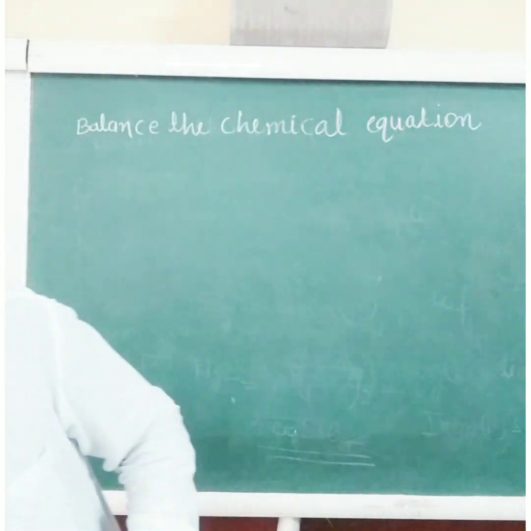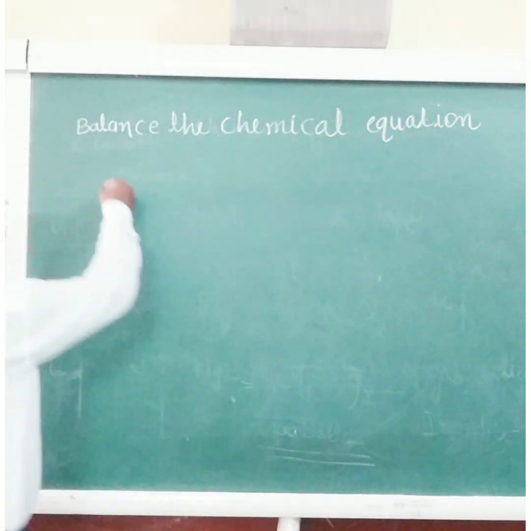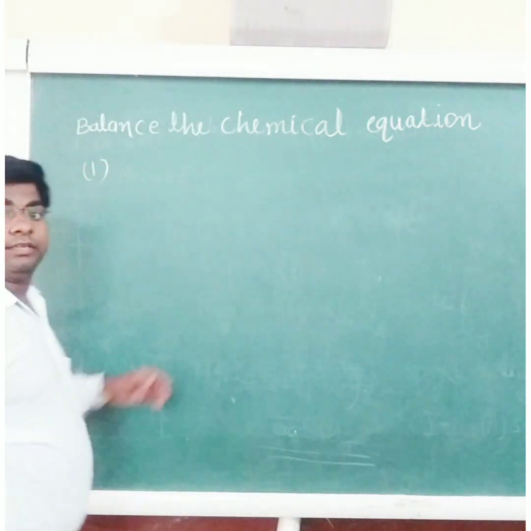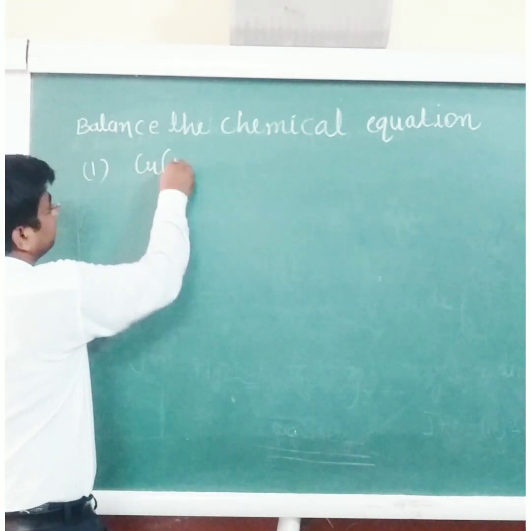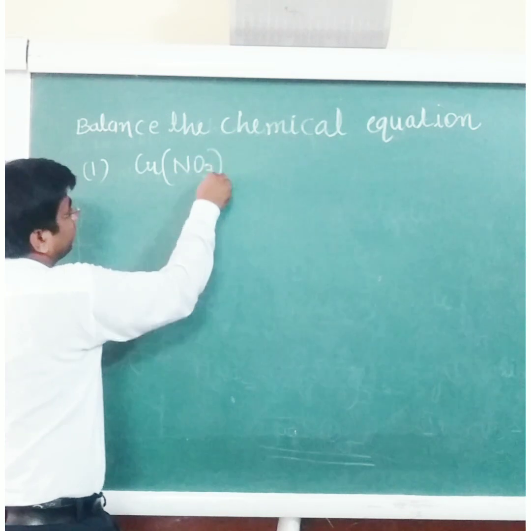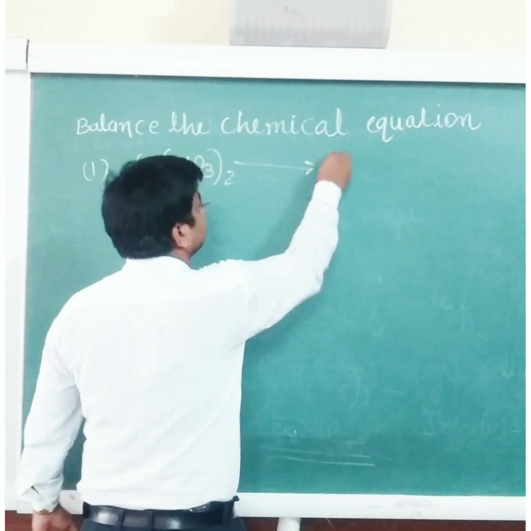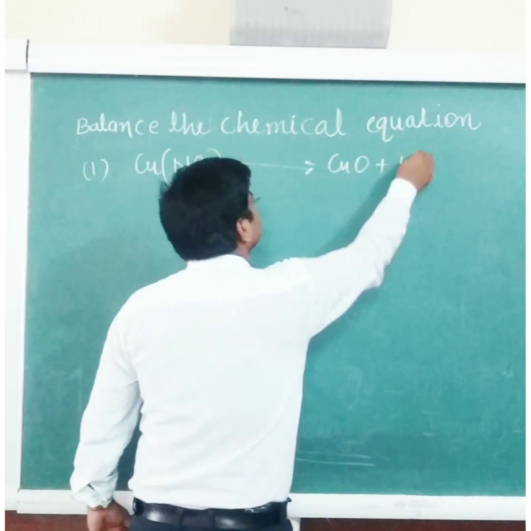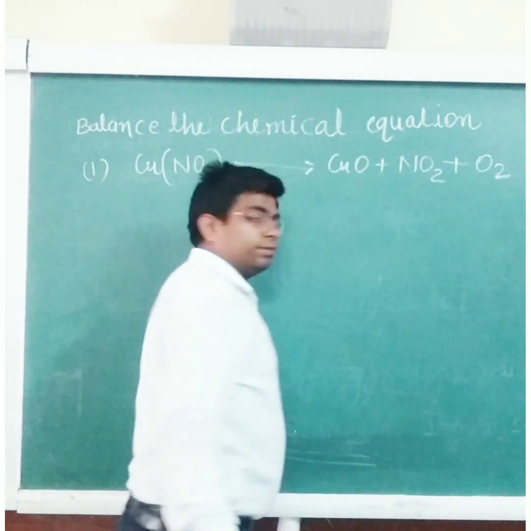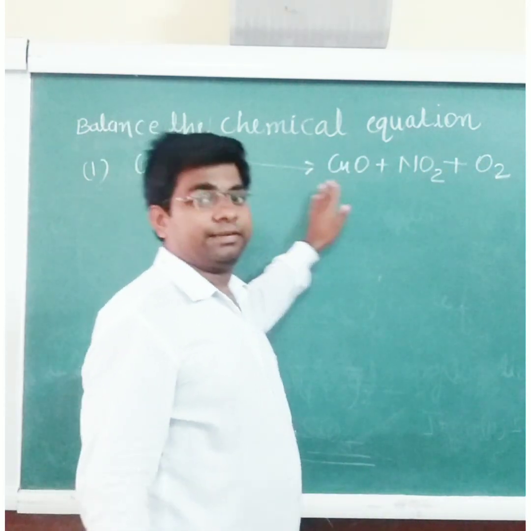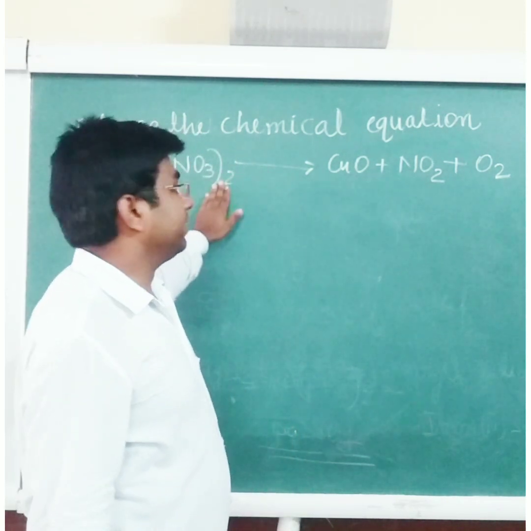This is the first problem, copper nitrate, Cu(NO3)2 going to CuO plus NO2 plus O2. So this is balanced by the hit and trial method. First we will balance by the hit and trial method.